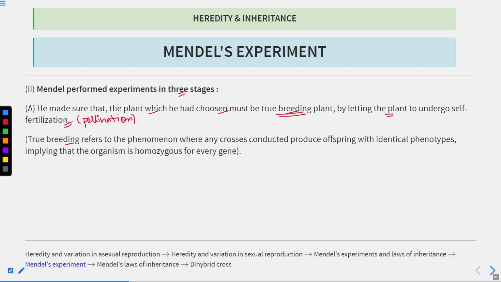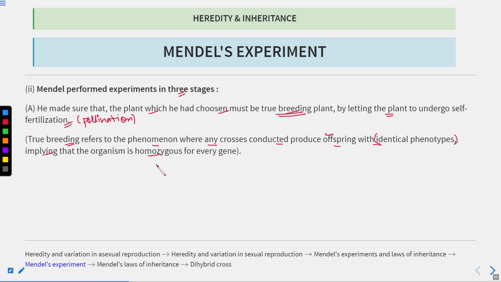Now what is true breeding? True breeding refers to the phenomenon where any cross conducted produces offspring with identical phenotypes, implying that the organism is homozygous for every gene. Clear? So this is known as true breeding. They are produced by self-pollination or self-fertilization, and the offspring produced have identical phenotypes and are homozygous for every gene.